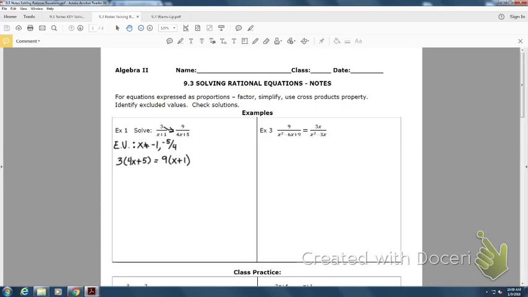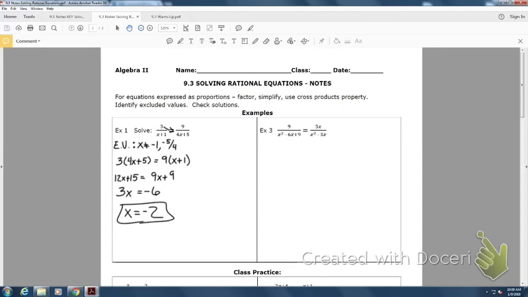Then I'll distribute the 3, and I'll distribute the 9. And then I'm going to solve for x. So I would subtract 9x to the left first to give me 3x. Then I would subtract 15 to the right to give me negative 6. And x equals negative 2.